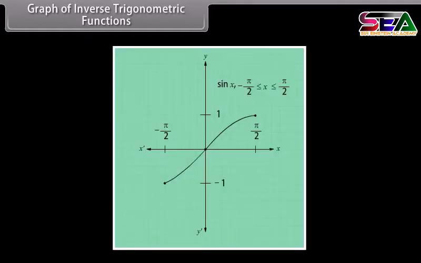Graph of inverse trigonometric functions. In this screen, we will learn about the graphs of the inverse trigonometric functions. Using this figure, the graph of arc sine x or sine inverse x can be easily obtained.